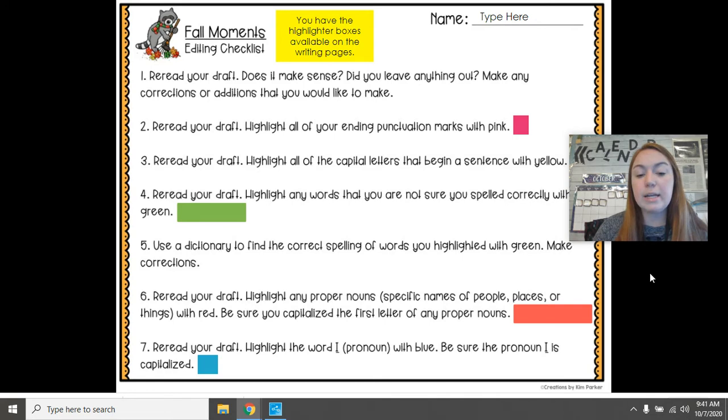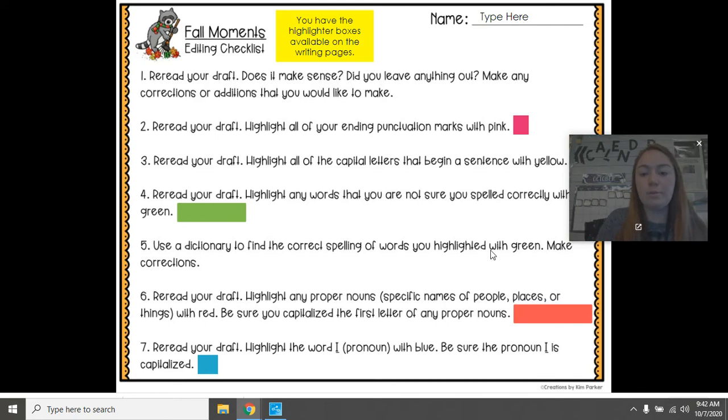And then your last one is you are going to highlight the word I, which is called a pronoun, with blue. So when you use the word I, as in I went to the mall, that I is capitalized, even if it is just in the sentence and it doesn't start it. If it's standing alone, it is always capitalized. Now, when we talked about personal narratives, we talked about how you're going to use I a lot because it's from your perspective and it's your story. So you're going to use that blue box to highlight any of the pronouns with blue.